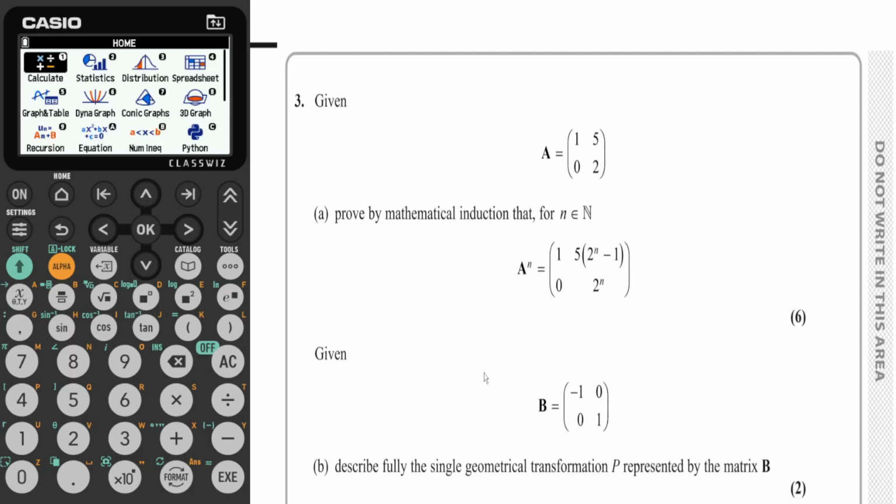Question number 3. We are given the matrix A which is equal to (1, 5; 0, 2). Part A, prove by mathematical induction that for n belonging to the set of natural numbers, A to the n is equal to (1, 5 times 2 to the n subtract 1; 0, 2 to the n). I think it's a good idea to write down what we want to show. We need to replace the n with k plus 1, and that shows us a target we need to work towards.